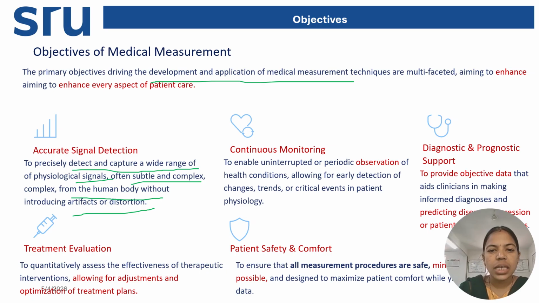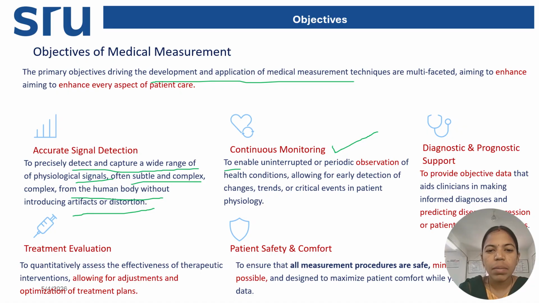Next one is continuous monitoring. Sometimes a disease should be monitored for a long period. For example, after observation of 1 week or 15 days, the health condition can be properly assessed and the diagnosis can be done. After recording the patient's data for 1 week or 15 days, we can see the periodic observation. This is called continuous monitoring.